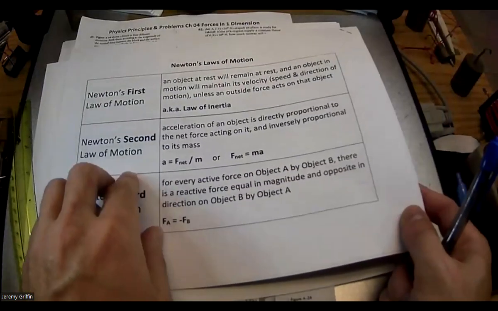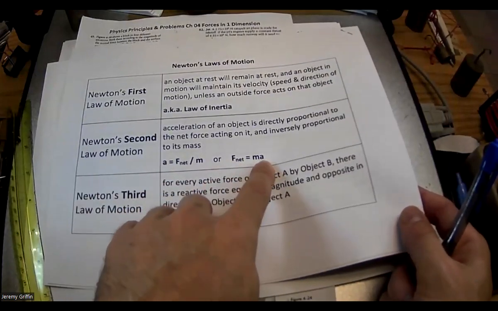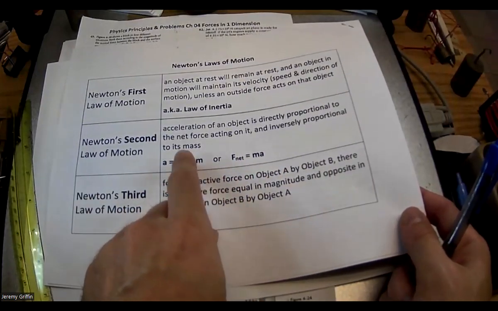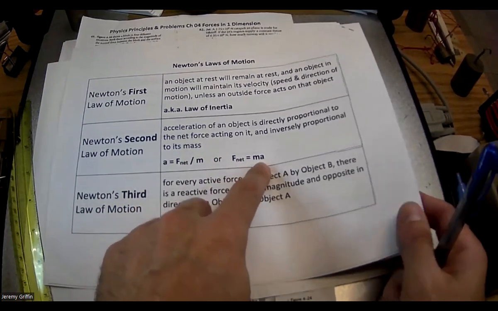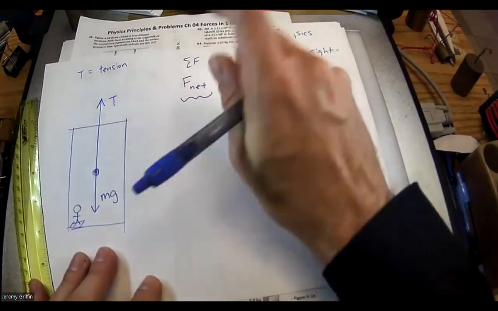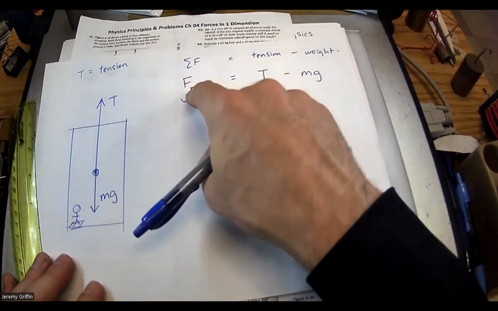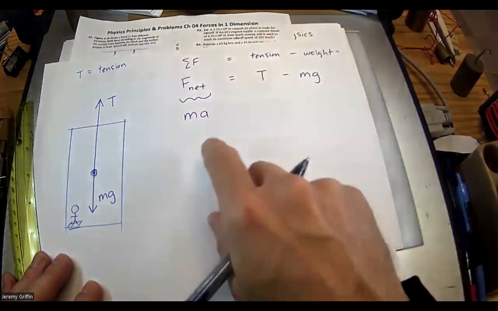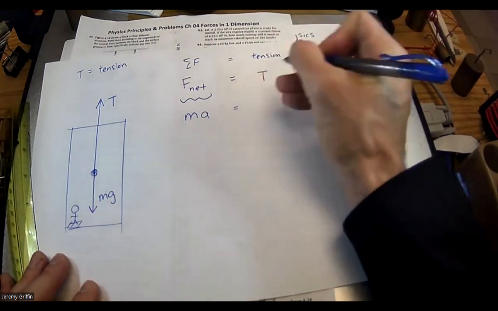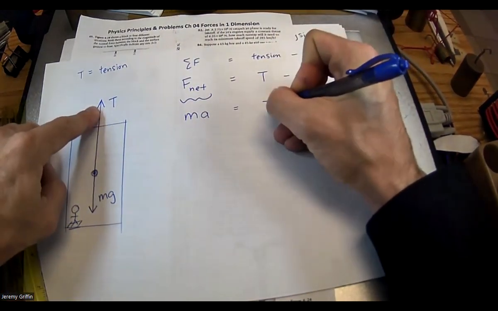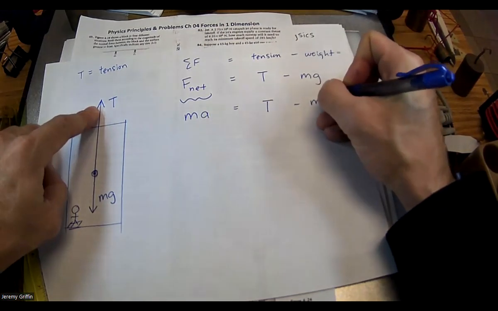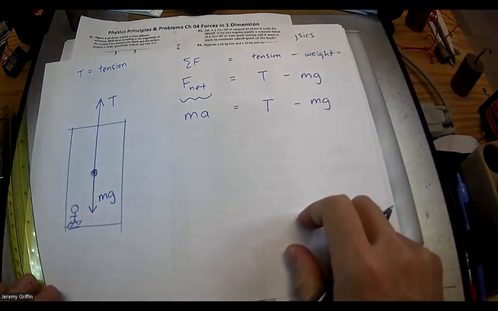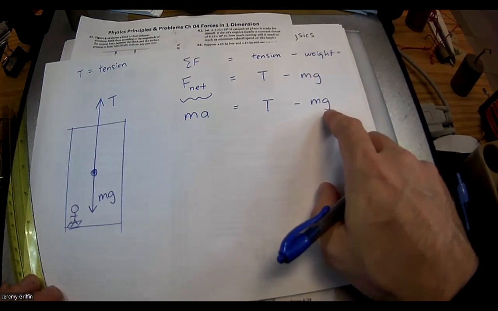From Newton's second law of motion, net force is mass times acceleration, right? If you put a net force on a mass, it will cause it to accelerate. So I'm going to take advantage of Newton's second law and substitute that right here. Sum of forces, net force, same idea. This is mass times acceleration for the elevator, and that is, again, the tension in the elevator cable minus the weight of the elevator, the gravity force on the elevator.